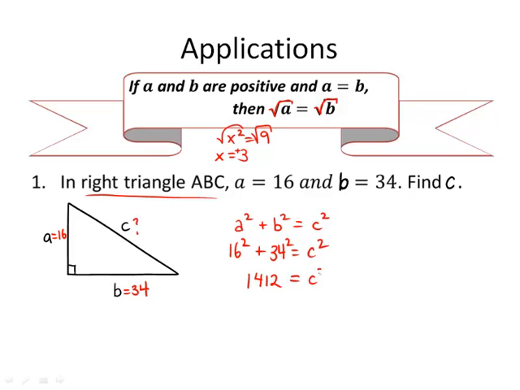1,412. So now if we want to counteract the squaring, we can square root both sides, and we're considering the principal root. The square root of 1,412 is approximately 37.6. So that tells us that the length of C would need to be 37.6 units.